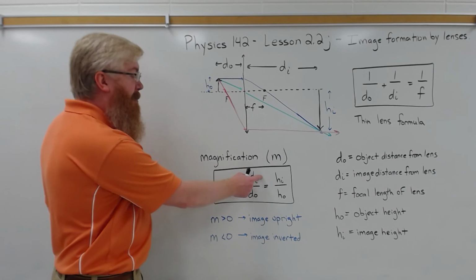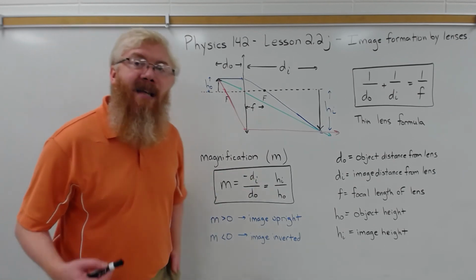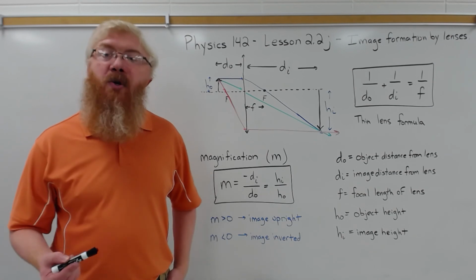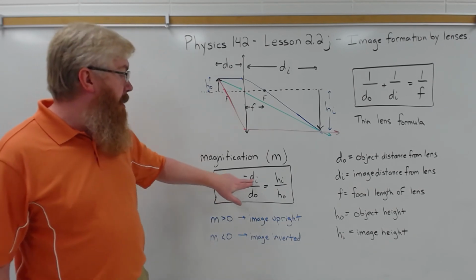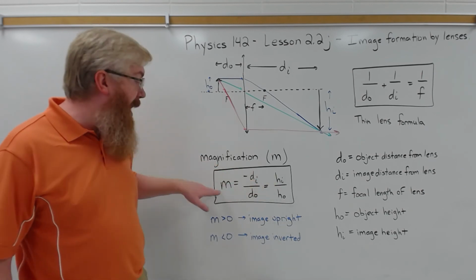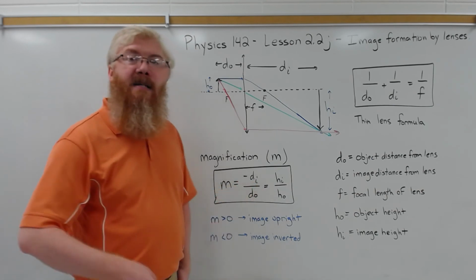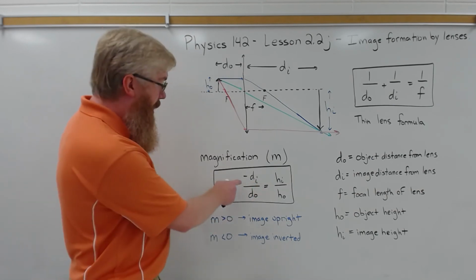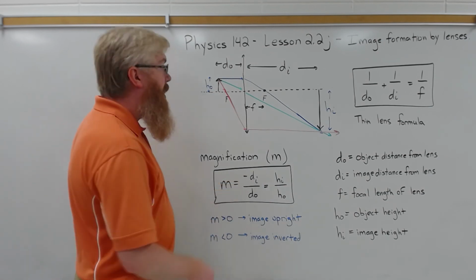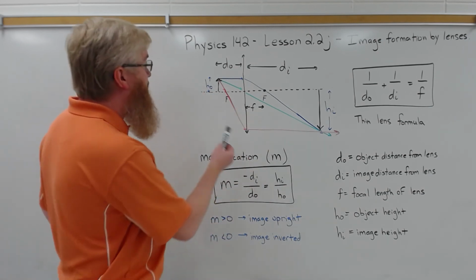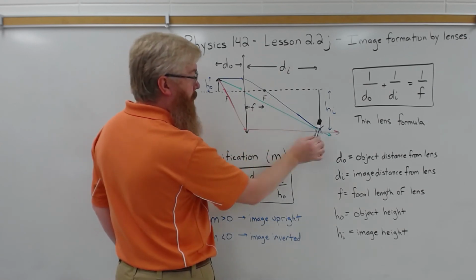So d sub I, we have to be careful. Notice there's a negative sign here, but d sub I itself can be negative, right? If it's a virtual image, d sub I will be negative. Then you'll have a negative times a negative, which will give you a positive magnification. If d sub I is positive, if it's a real image, then you'll end up with minus a positive sign, which will be negative.